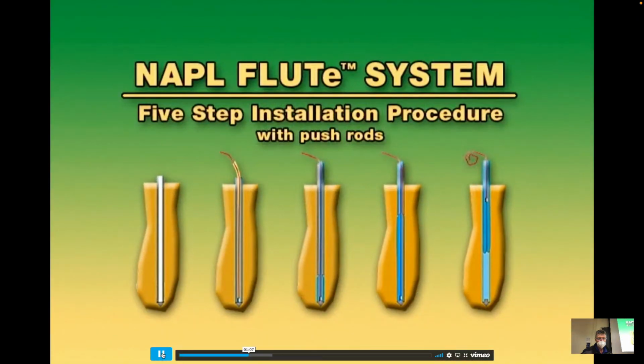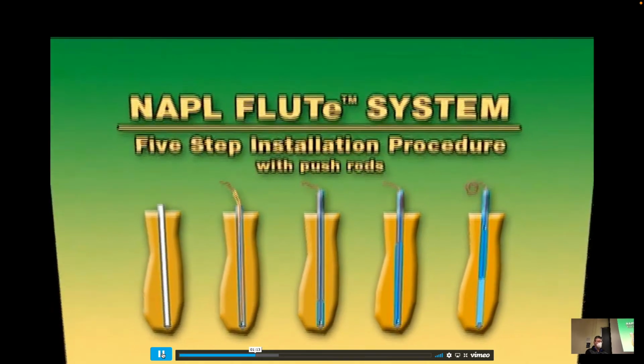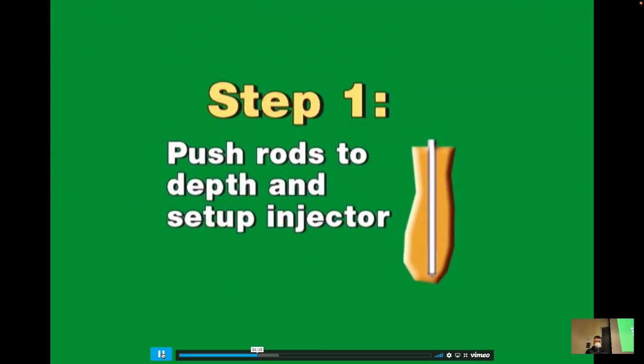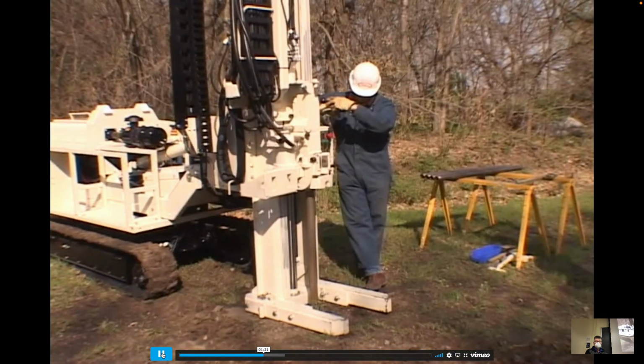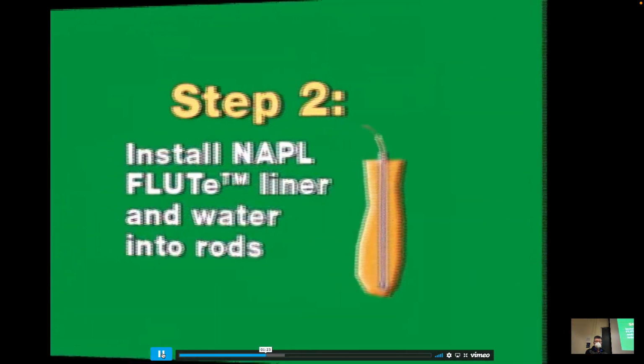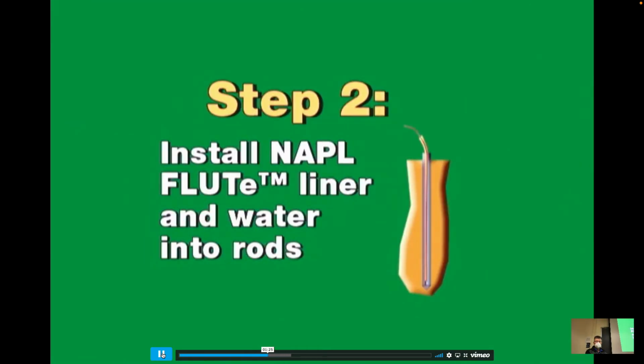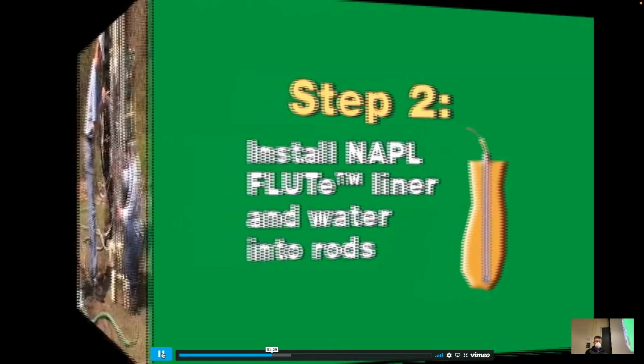Here are the 5 simple steps for installing a NAPL FLUTe color reactive liner using the direct push method. Step 1, push the rods to depth. Step 2, install the NAPL FLUTe liner and fill the annulus with water.